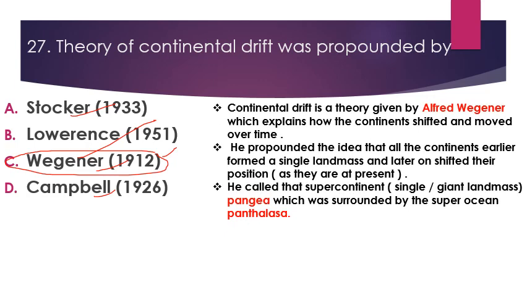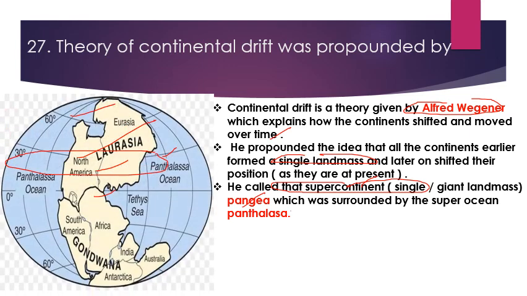So continental drift has a theory given by Alfred Wegener which explains how the continent shifted and moved over the time. He propounded the idea that all continents earlier formed a single landmass and later shifted their position as they are at present. So he called that supercontinent जो single landmass था, the term used was Pangea, which was surrounded by a superocean जिसे कहा था Panthalassa.